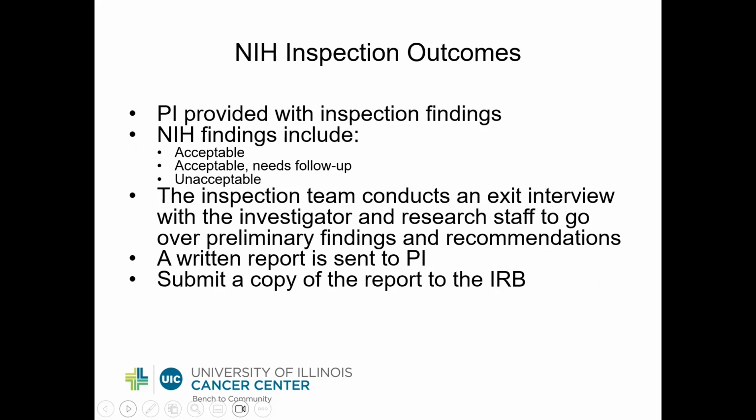PI provided with inspection findings. NIH findings include acceptable, needs follow-up, unacceptable. The inspection team conducts an exit interview with the investigator and research staff to go over preliminary findings and recommendations. A written report is sent to the PI, usually a month or 6 weeks after. Submit a copy of the report to the IRB.